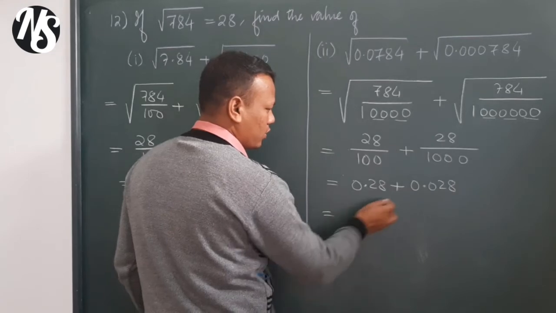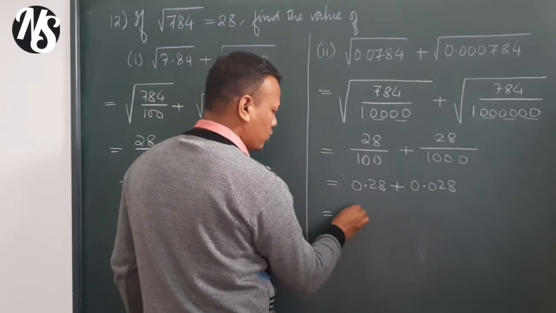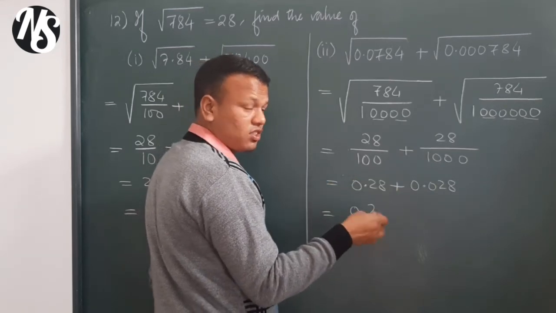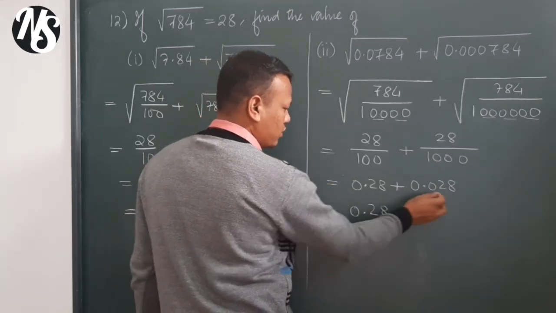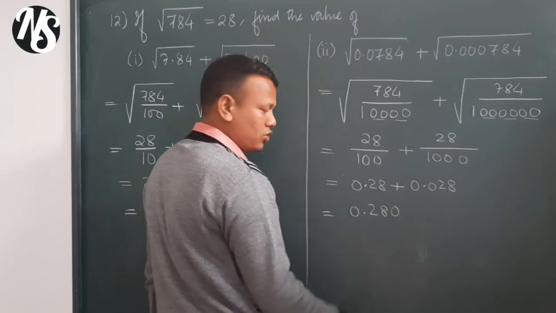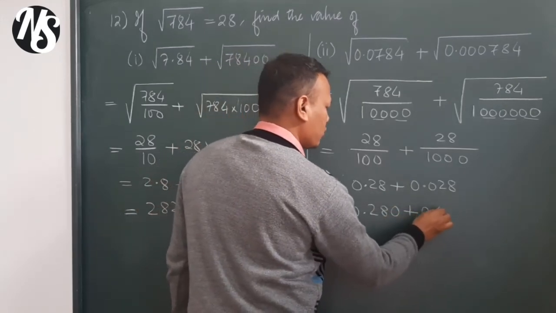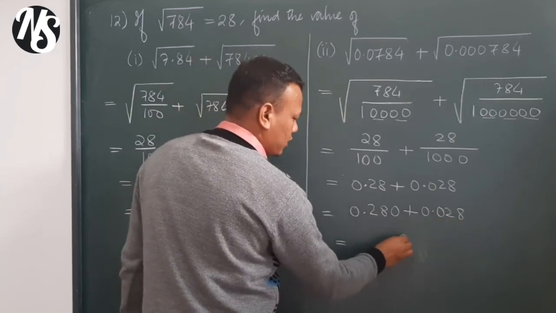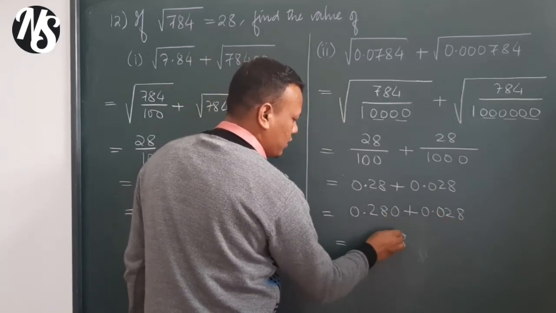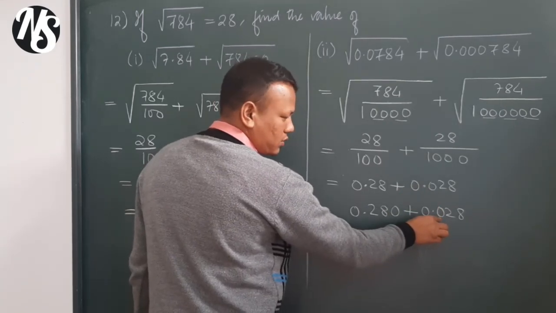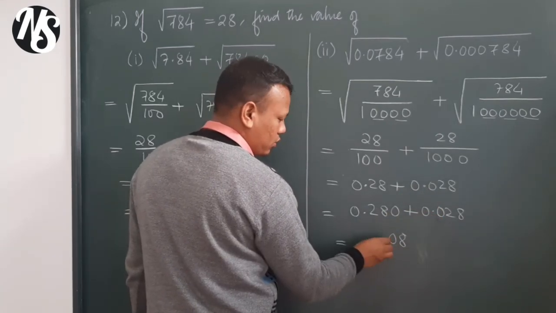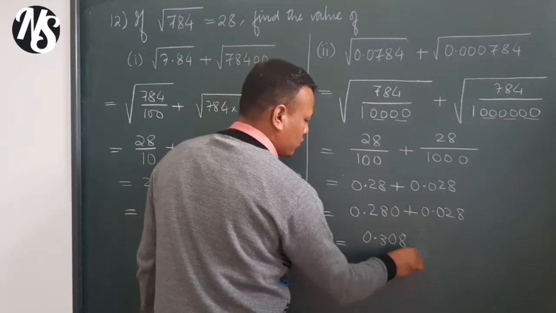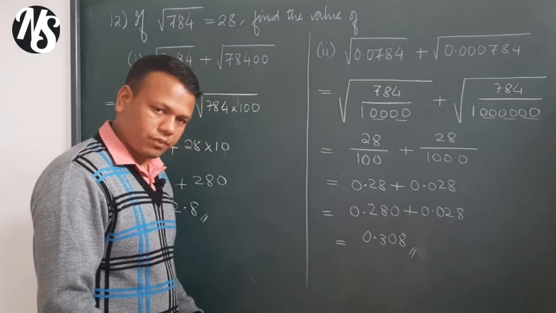Okay, so if you add this, what you do is, after the decimal you keep the same number of digits. So here we had 2 digits, here we have 3 digits, so we'll make it 3 digits. So we have 0.028. Now we are ready to add. So 8 plus 0 is 8, 2 plus 8 is 10, carry over 1, 1 plus 0 is 1, plus 2 is 3, 0 plus 0 is 0. So that's why your answer turns out to be this much.